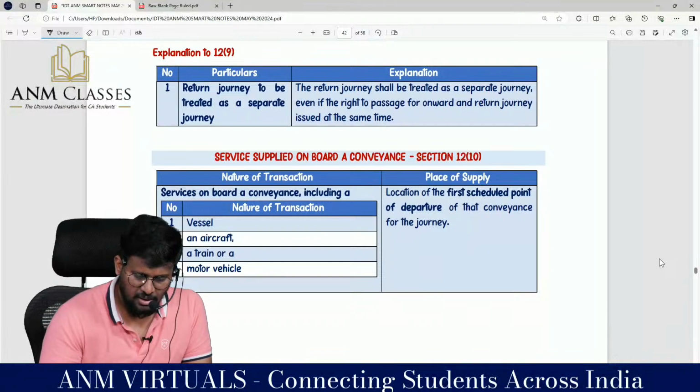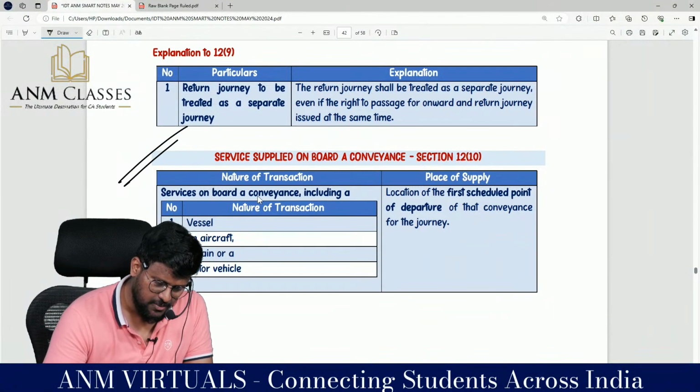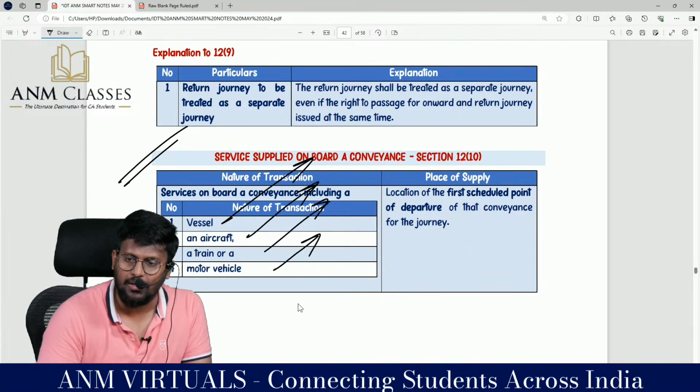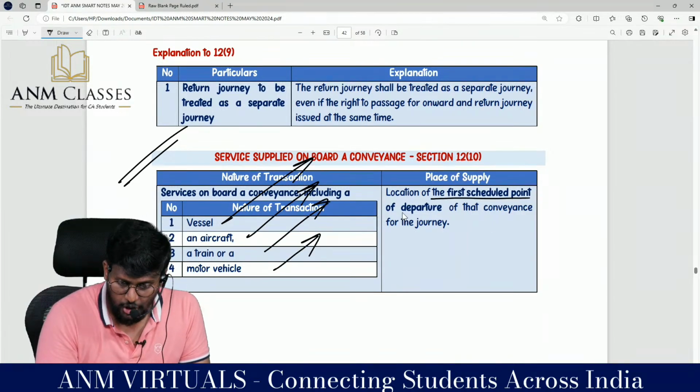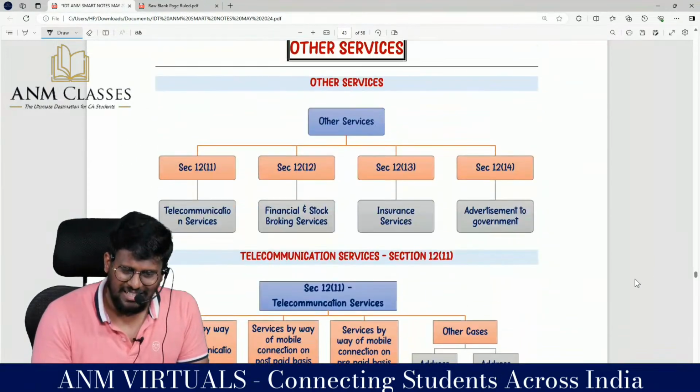Right? What is 12.10, sir? Service supplied on board. Any service supplied on a vessel, aircraft, train or other conveyance: location of the first scheduled point of departure of that conveyance for the journey. Shall we move to the other services?